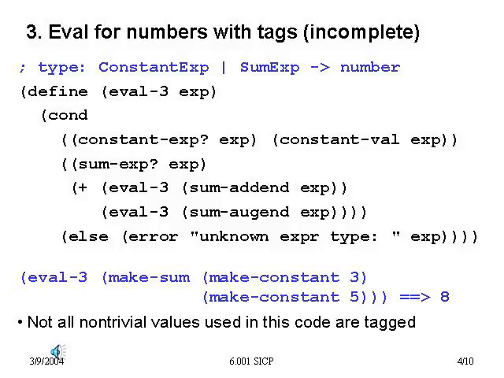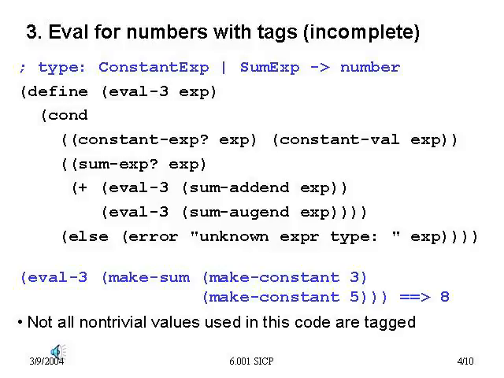If we construct a sum with the constant 3 and the constant 5, and we evaluate it, it's going to first deal with this as a sum. It's going to strip out the pieces, the two constants. It's going to simplify those, and then add them together. But notice what it returns. It returns a number, not an expression. And the problem is that we've made this unwarranted assumption. In particular, not all of the non-trivial values used in this code are tagged. And so we can still bomb out by trying to add a tagged thing to a non-tagged thing.